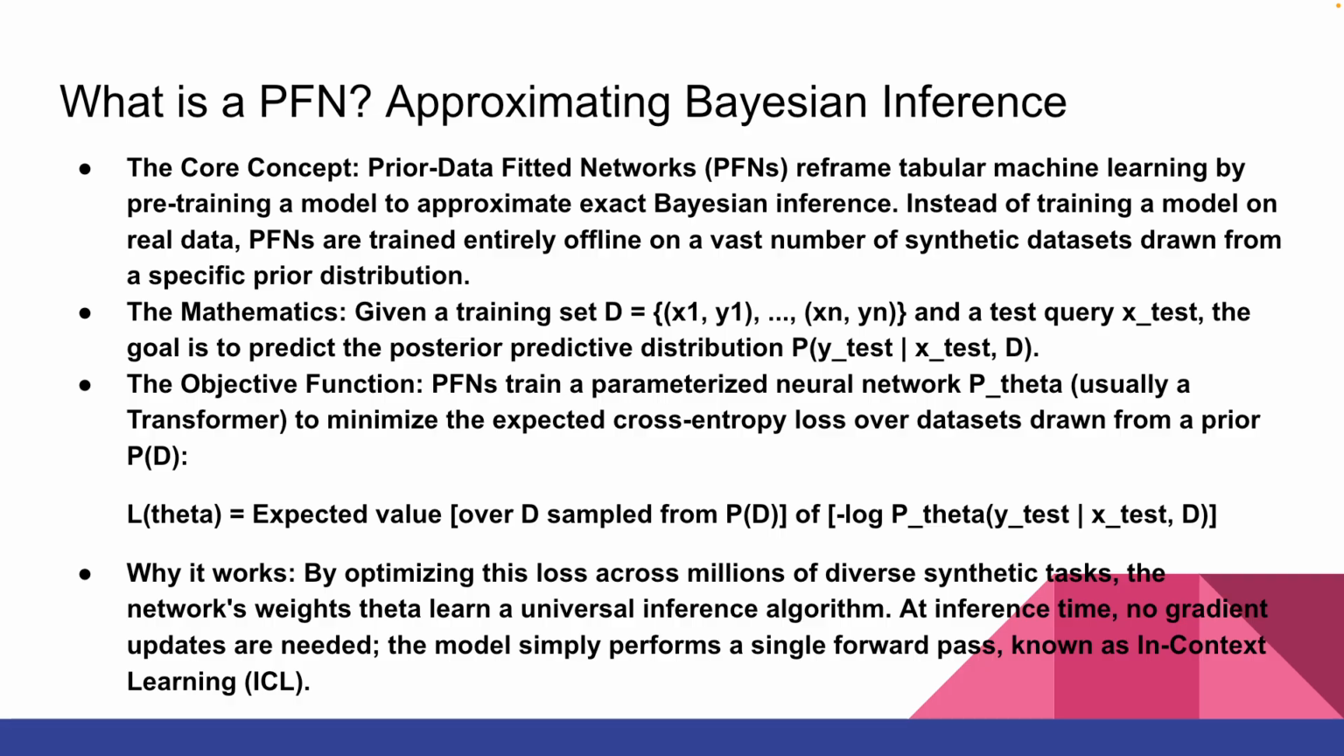Prior data fitted networks are very similar, right? But instead of pre-trained, it's specifically prior data fitted, because the data you're going to use this PFN for is not going to be the same data that you're training on. Very different compared to text, right? Large language models are very generalized, comparably. They're very specialized in whatever they're trained on.